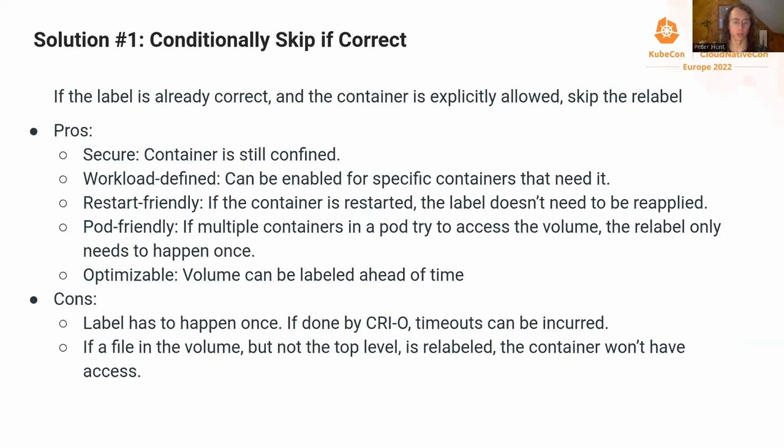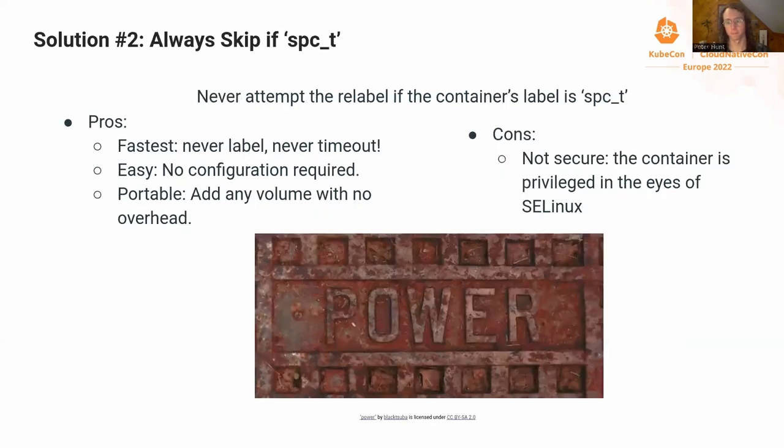However, as with any solution, there are a couple of compromises. The relabel does have to happen once. If the volume isn't relabeled ahead of time, the first container in the pod is liable to time out. However, subsequent containers and restarts will succeed. If a file in the volume was relabeled outside of this process, then the container will be denied permission. This isn't an expected case, but we want to make sure the feature is opt-in to make it more obvious where to look if a container spuriously gets denied permission to something. Luckily, we've come up with an alternative that mitigates these issues.